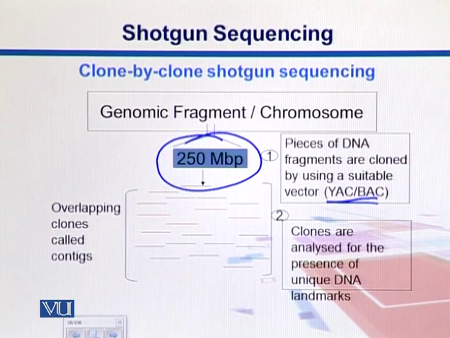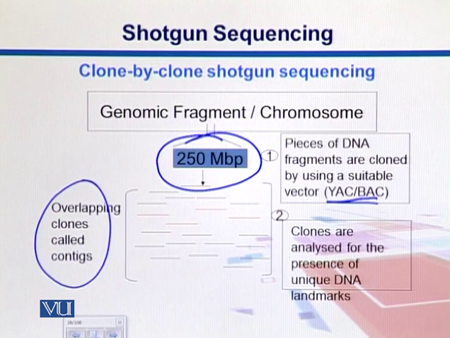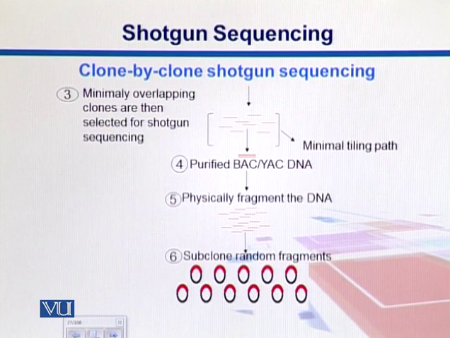Then we analyze these clones for the presence of some landmarks, which later help in finding their relationships to one another. The overlapping clones are called contigs. Next we take the clones which are minimally overlapping. We don't want clones that completely overlap one another, in order to avoid redundancy.